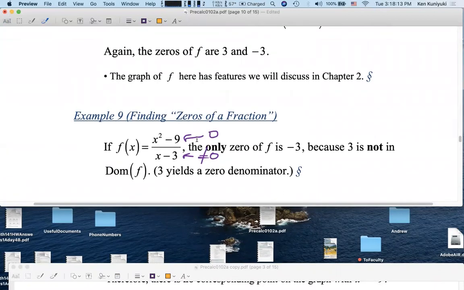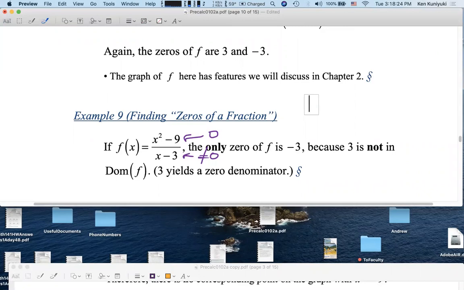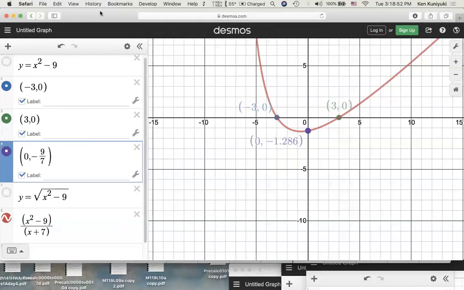Well, here's the deal. When you solve x squared minus 9 equals 0, you get two tentative solutions, 3 and negative 3. But wait a minute, 3 makes the denominator 0, so you can't have that. Negative 3 is the only real solution to this equals 0. Negative 3 is the only real zero for this. So (-3, 0) is the only x-intercept.